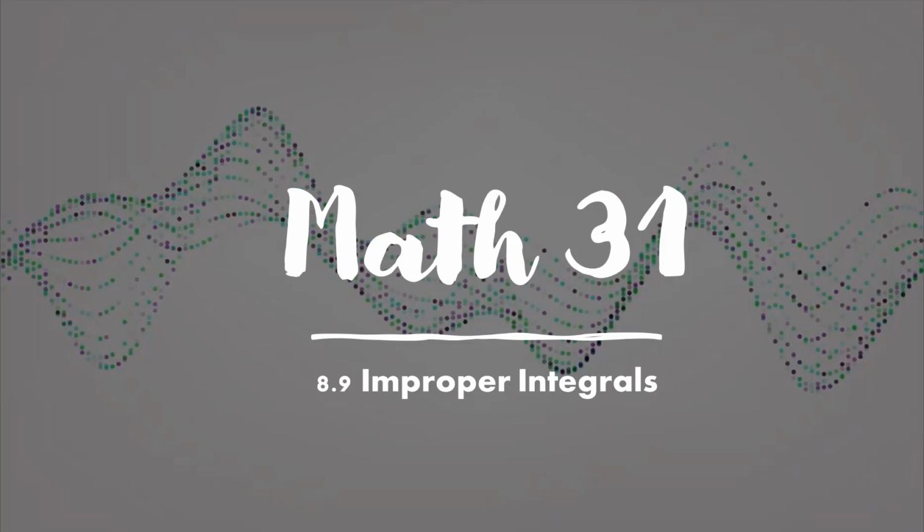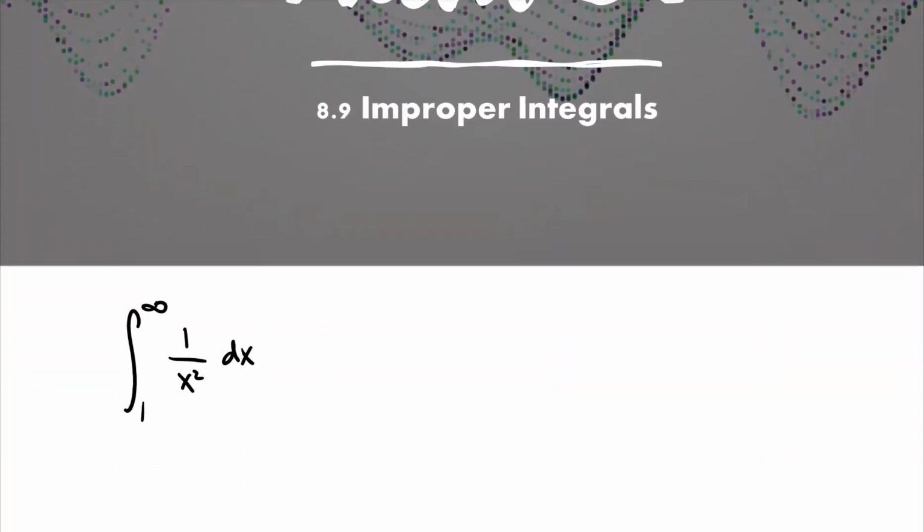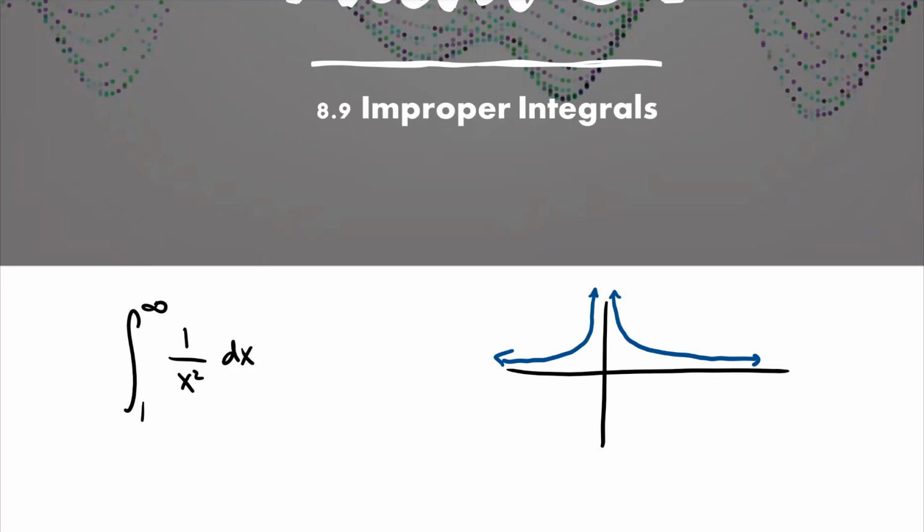Right, 8.9, improper integrals. That means we'll be dealing with infinities. All right, infinities. So what do we do if we have an integral that goes from 1 to infinity of 1 over x squared? Well, let me draw it up real quick. I'm only going to draw the right-hand side of this. Ah, shoot, I'll draw the left-hand side too. But we're going from 1. We want to get all of this area here. But infinity is not a number. We can't plug in infinity.